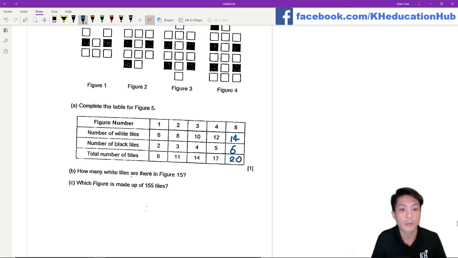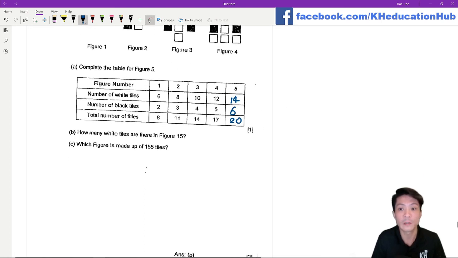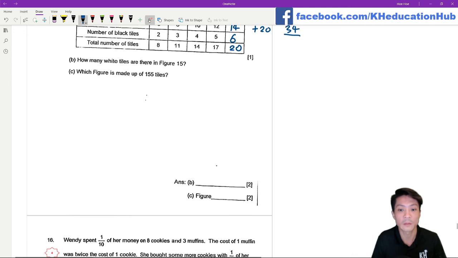Part B is asking you how many white tiles there are in figure 15. So we want to go to figure 15, which is 10 figures later. Remember each figure adds 2, which means that I need to plus 20. Which will give me 34. So the answer for part B is 34.